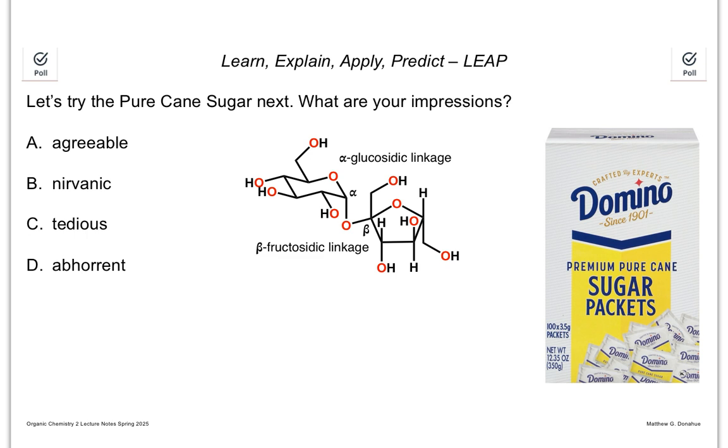And so let's now look at the Domino. What color is the Domino sugar? It's white. The Domino sugar comes from cane sugar. It's been purified more. So all of those other things have been purified away.